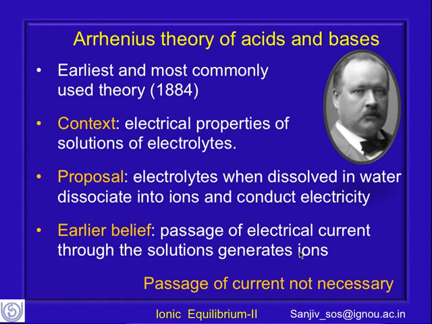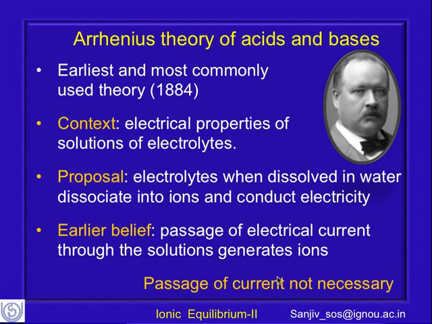The important thing here was that the passage of electrical current was not necessary for the system to be conducting. The ions are already there. When the electrolyte dissolves in water and makes a solution, there are ions there, and they are the ones which conduct electricity. That was a generic theory proposed by Arrhenius, true of all electrolytes. Acids and bases, as I mentioned earlier, are the predominant ones.